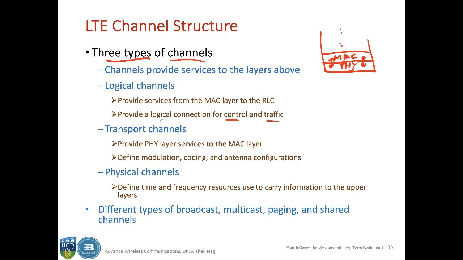Then there are transport channels, which provide PHY layer services to the MAC layer, and they define modulation, coding, and antenna configurations. And then there are physical channels that define the time and frequency resources used to carry information to the upper layers. So there are three different types of channels: logical channels, transport channels, and physical channels. Among these three main categories, there are subcategories based on whether it is a broadcast, a multicast, a paging, or a shared channel.